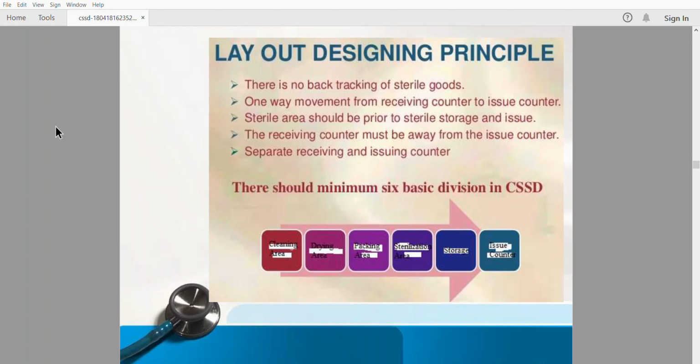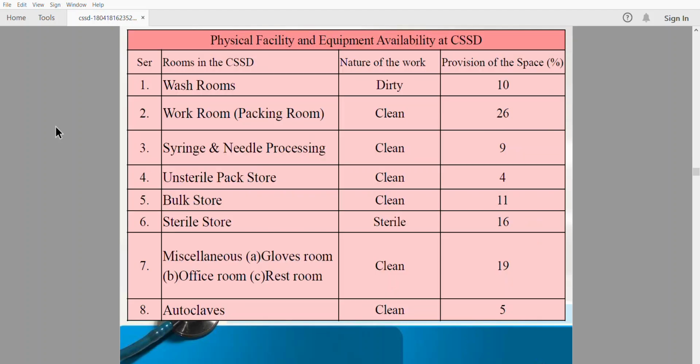There should be a minimum of 6 basic divisions in CSSD: cleaning area, drying area, packing area, sterilization area, storage area and issue counter. All these are in one-way direction. Physical facility and equipment availability in CSSD ranges from washers to autoclaves. Nature of their work ranges from dirty to clean. Provision of space percentage ranges from 20 to 26%.